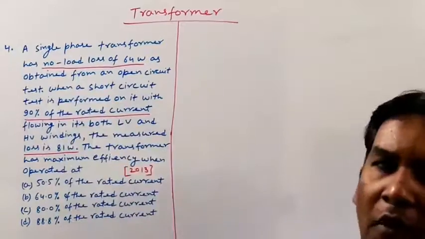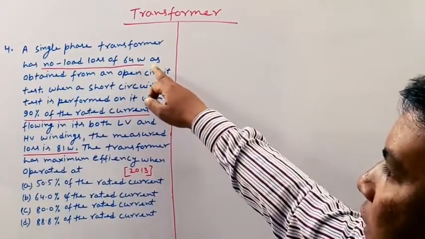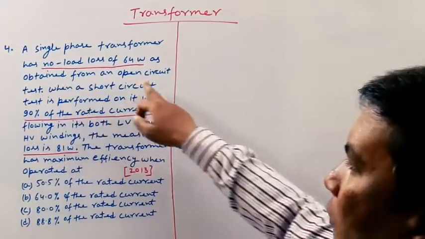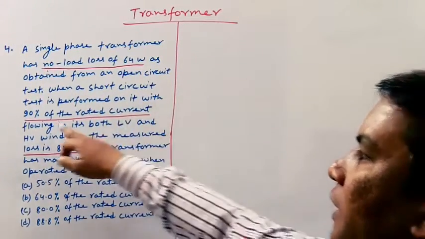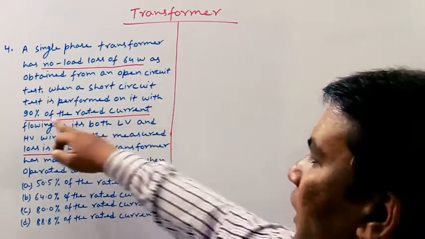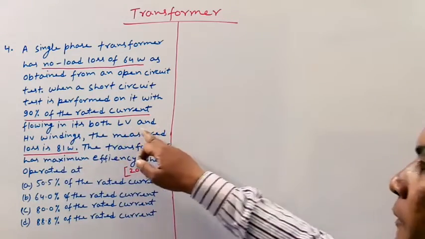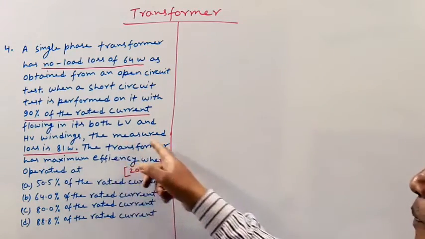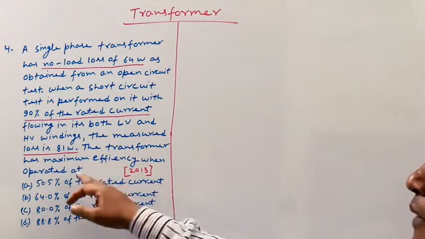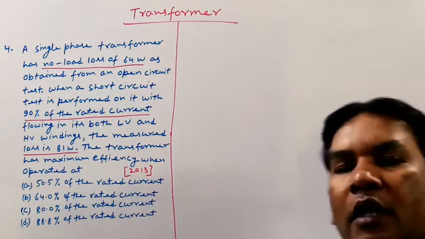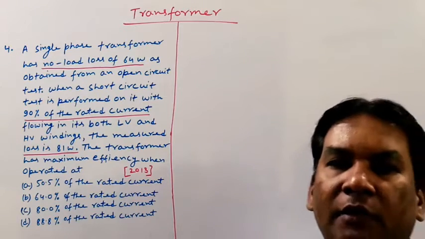Option number C. Next problem: a single phase transformer has a no load loss of 64 watt as obtained from an open circuit test. When a short circuit test is performed on it, with 90% of the rated current flowing in both LV and HV windings, the measured loss is 81 watt. The transformer has maximum efficiency when operated at. This question has been asked in GATE 2013 and there are 4 alternatives. So let us see which alternative is the correct one.